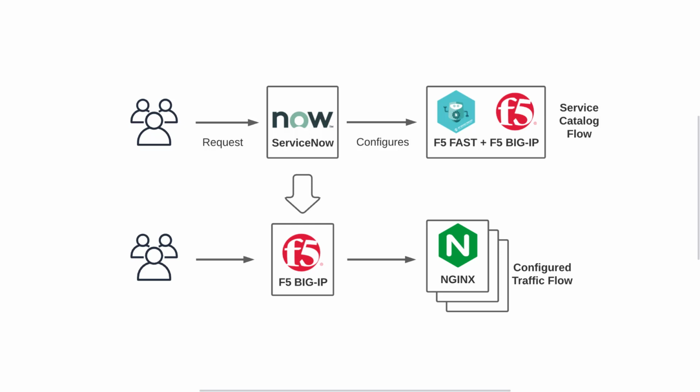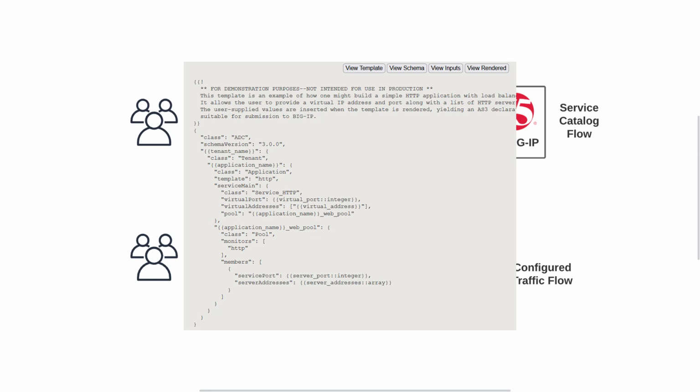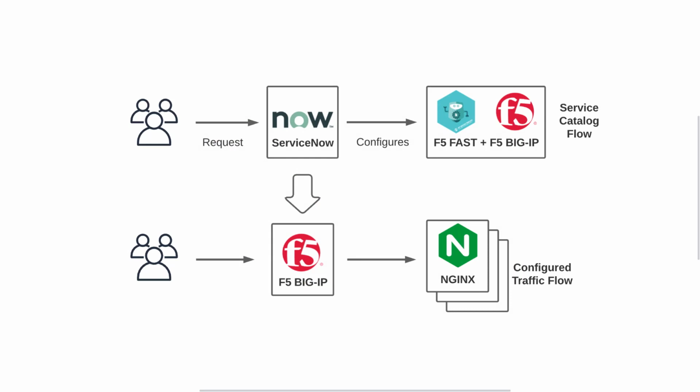ServiceNow will then in turn take those values and submit a REST API request to this thing called F5 FAST, or F5 Application Services Templates. F5 FAST will take those values and, through a templating structure, which we'll again take a look at a little bit later on, convert those values to an AS3 template, which in turn will turn those into individual F5 objects such as VIPs, pools, profiles, etc. that we'll use for our VIP in our F5 environment.